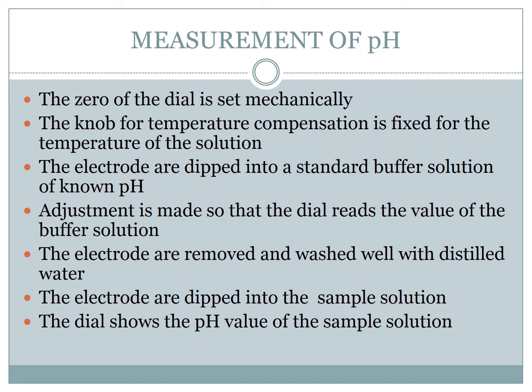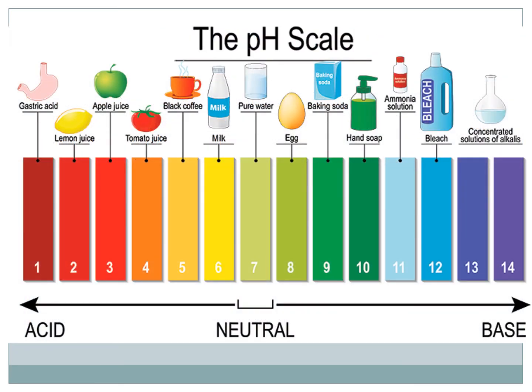For example, if we have a solution of pH 6.8, fine, and when we put the knob into that solution, we see the shown pH is about 6.9. After that we need to adjust the pH value, fine, and in the end we need to measure the pH of the sample solution. You can see this is the pH scale that ranges from 1 to 14. 7 is neutral, below 7 is acid, and greater than 7 is base.